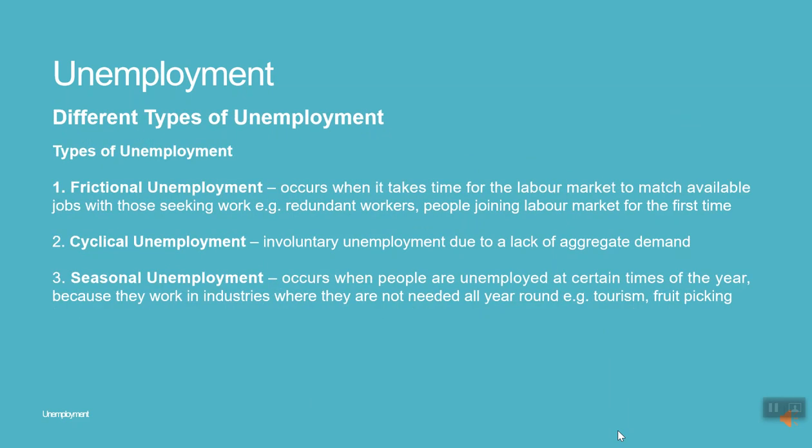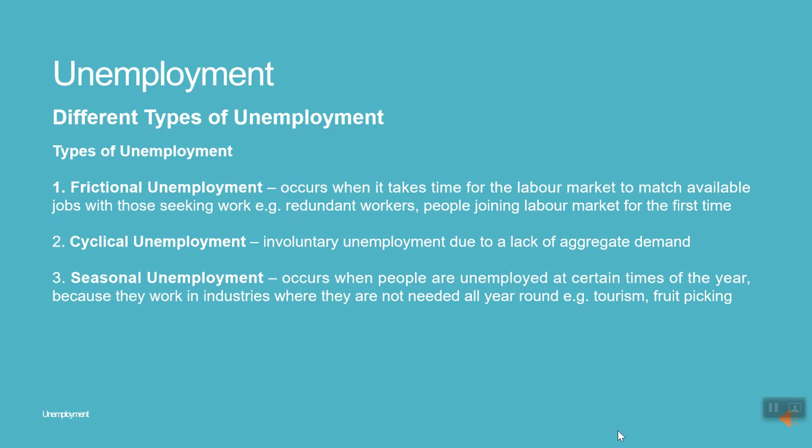Types of unemployment. 1. Frictional unemployment occurs when it takes time for the labor market to match available jobs with those seeking work, for example those joining the labor market for the first time or those who are in between jobs. 2. Cyclical unemployment is unemployment due to a lack of aggregate demand or spending in an economy. Firms reduce labor and unemployment increases.